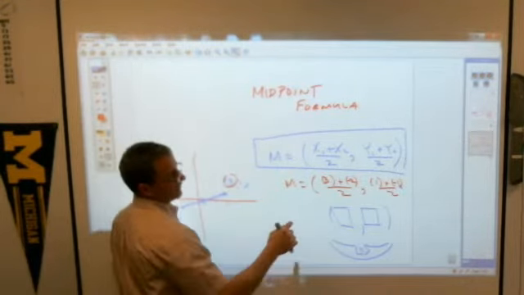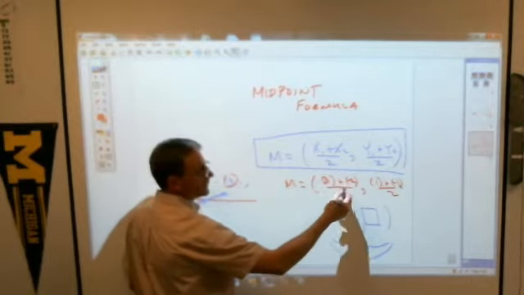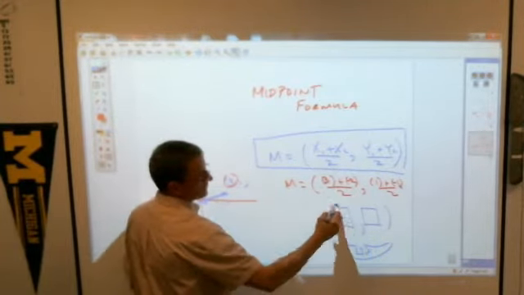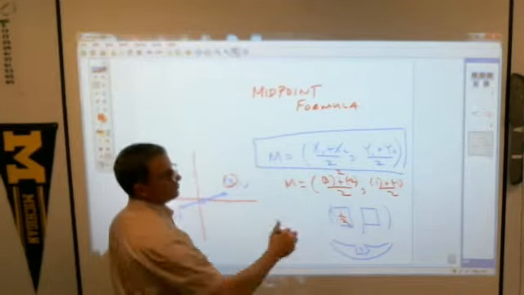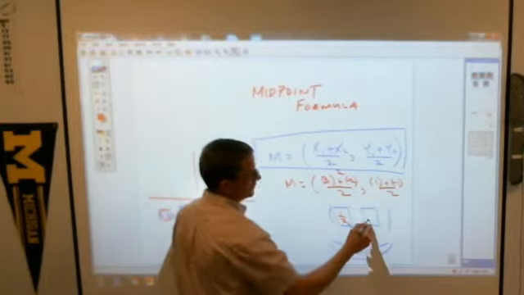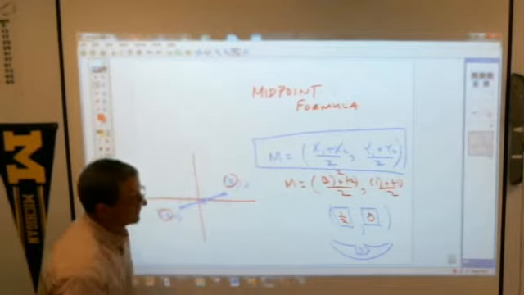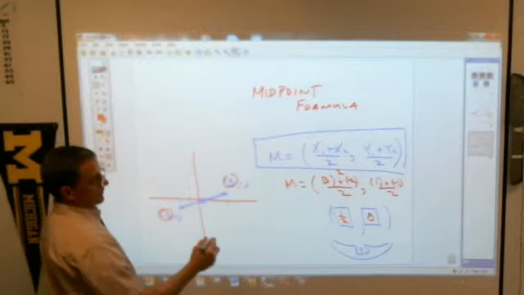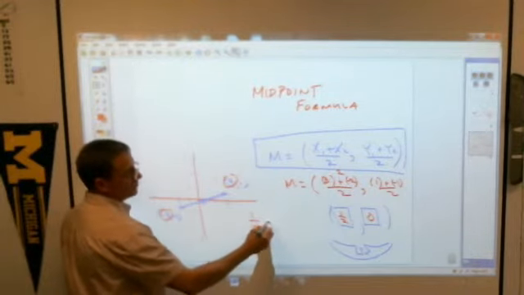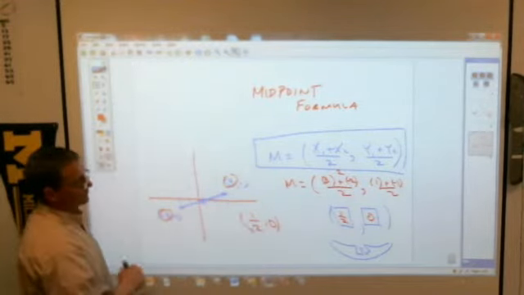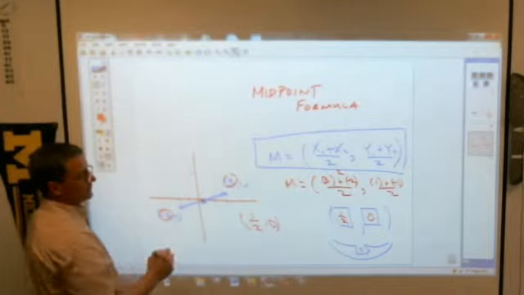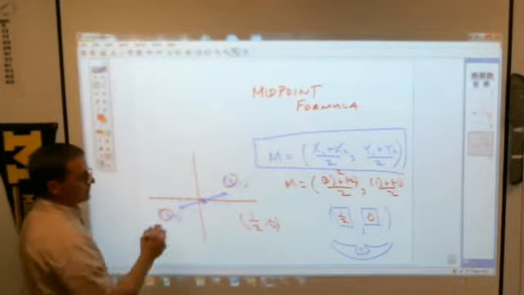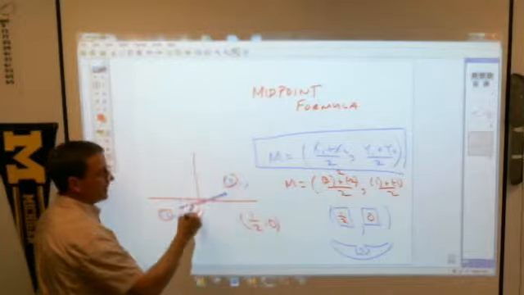If I do the math there, 3 plus a negative 2 is 1. And 1 over 2 is 1/2. 1 minus 1 is 0. 0 over 2 is 0. Look, it's like it's winking at you. The midpoint of that line is simply 1/2, 0, which is pretty much what I have here. Look, x is 1/2 and y is 0. It's right there. I almost had it right. Ta-da!